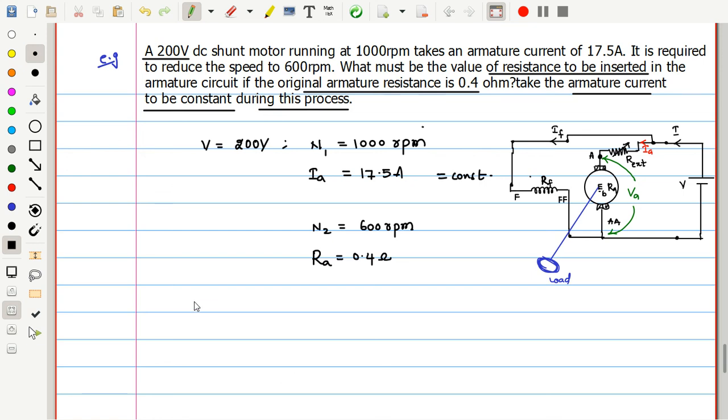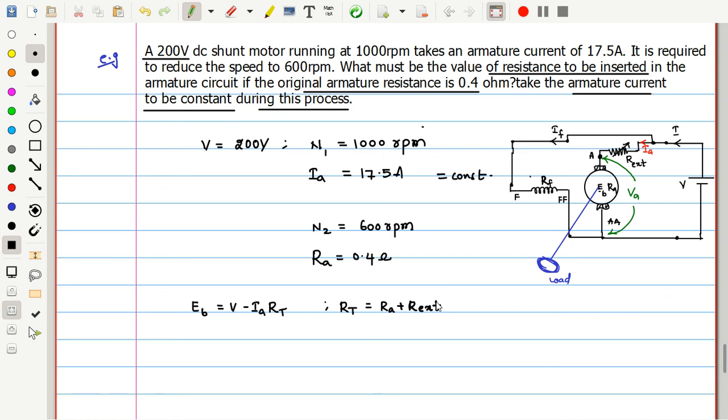Can I say the induced EMF in the armature, EB, is equal to V minus IA into RT, the total resistance. Let me write here what RT is. RT is our total armature resistance, which is equal to RA plus R external.